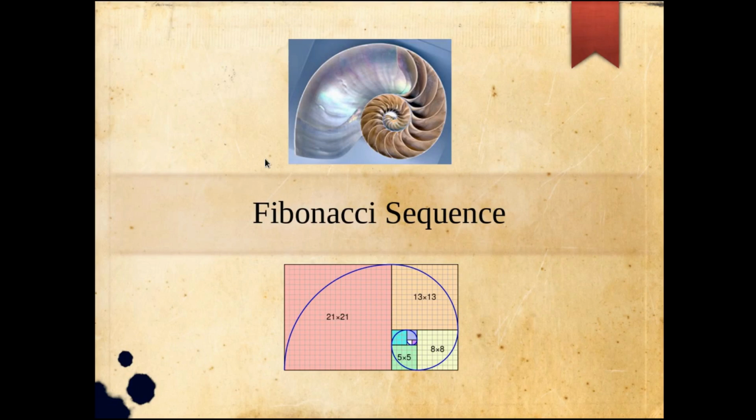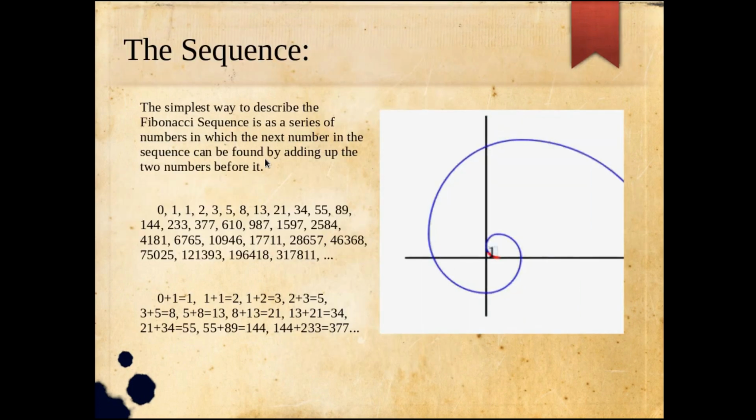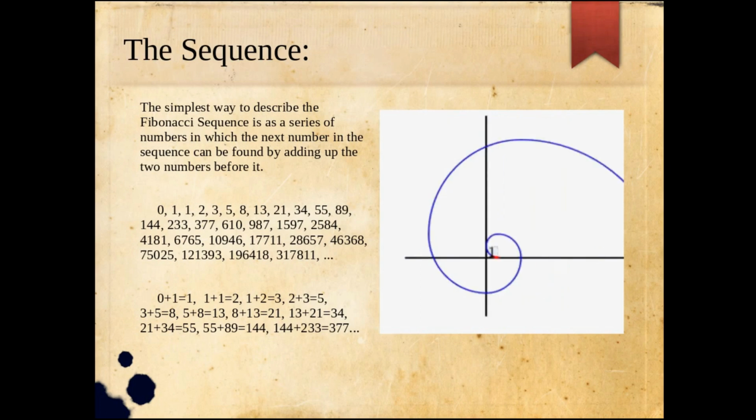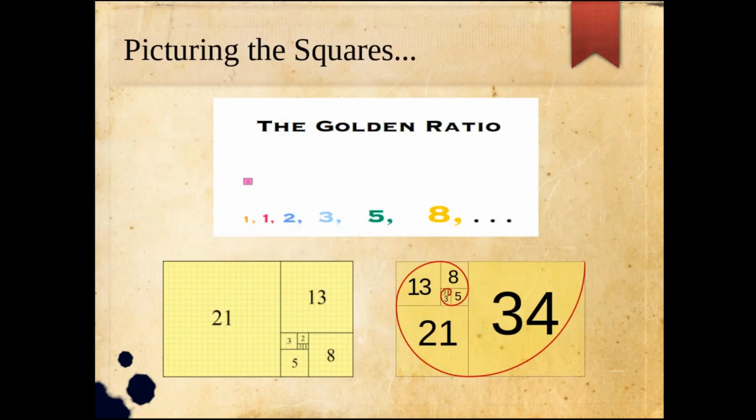Alright, we're going to look at the Fibonacci sequence, which is kind of interesting. Well, the simplest way to describe the Fibonacci sequence is as a series of numbers in which the next number in the sequence can be found by adding up the two numbers before it. So you get 0 and 1 is 1, 1 and 1 is 2, 1 and 2 is 3, 2 and 3 is 5, 3 and 5 is 8, and so on.